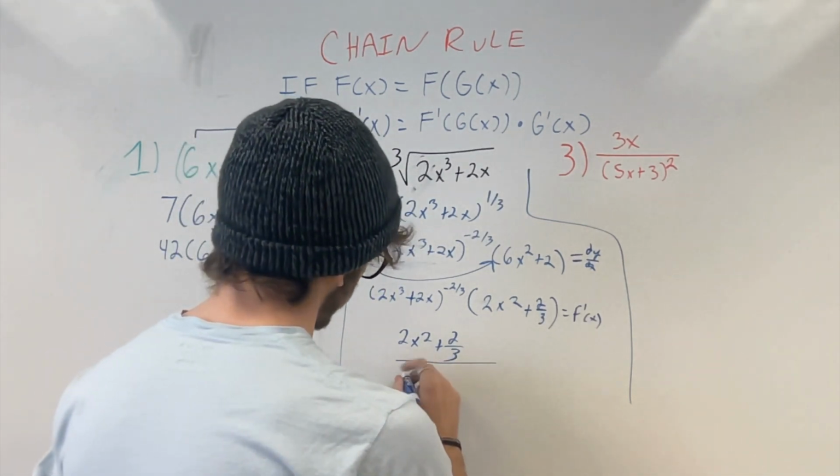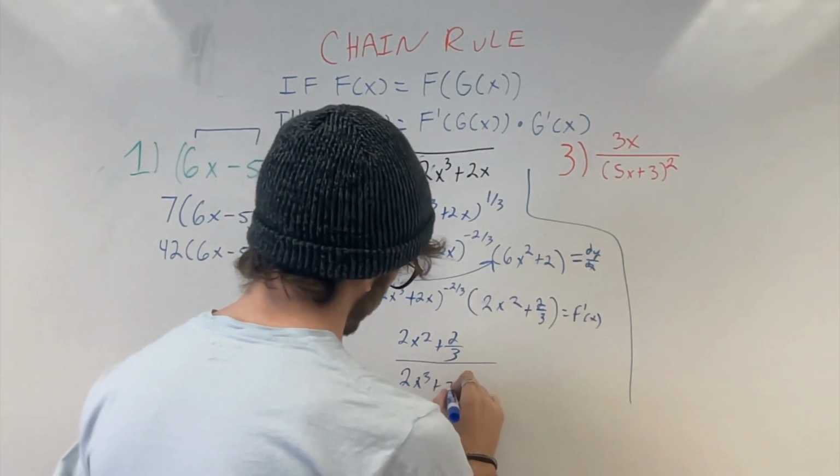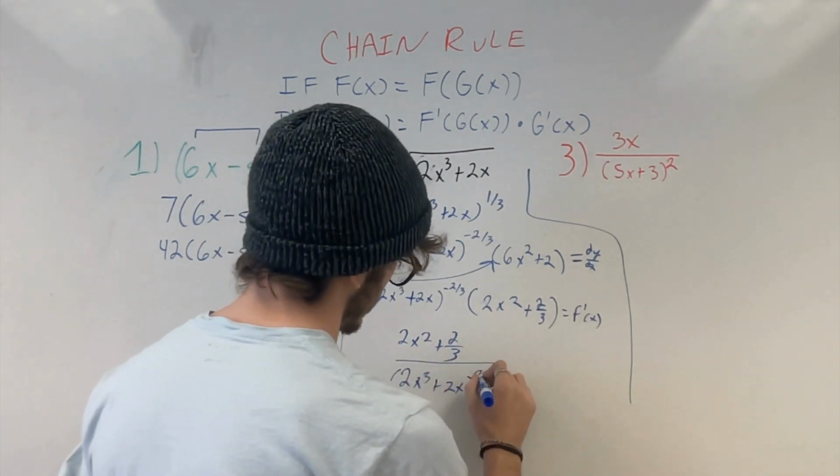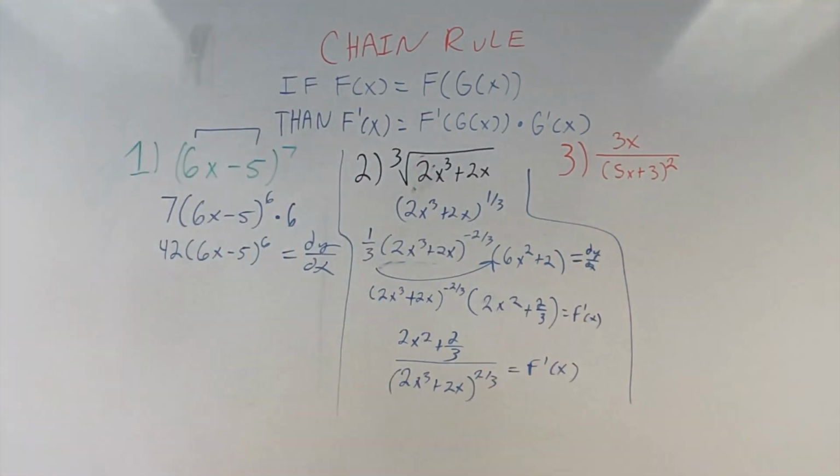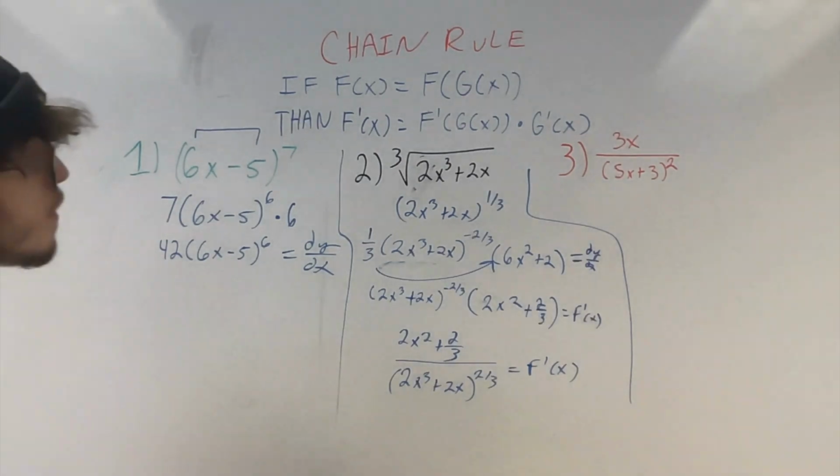So we can actually write this as 2x to the third plus 2x in parentheses to the 2/3. So that's the simplified, looks nice version of our function, and that is the derivative.